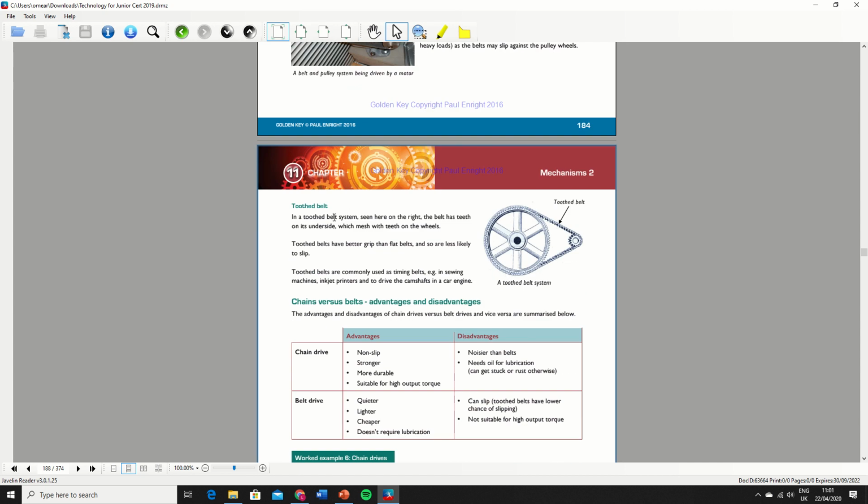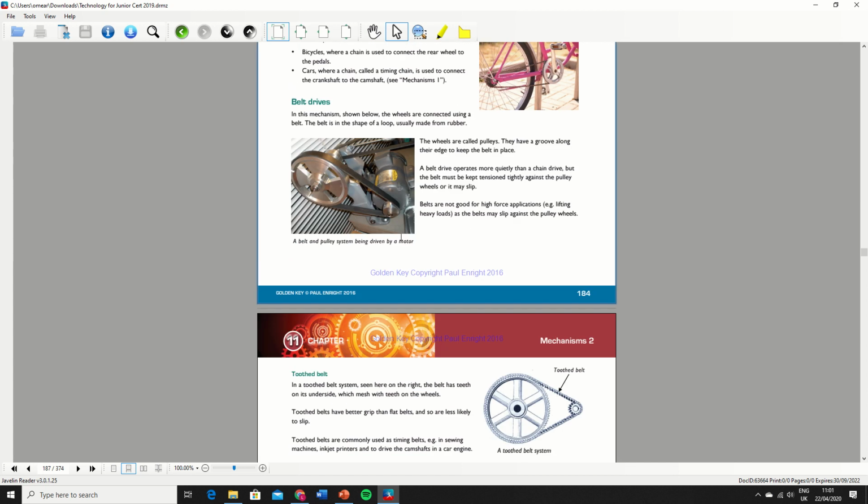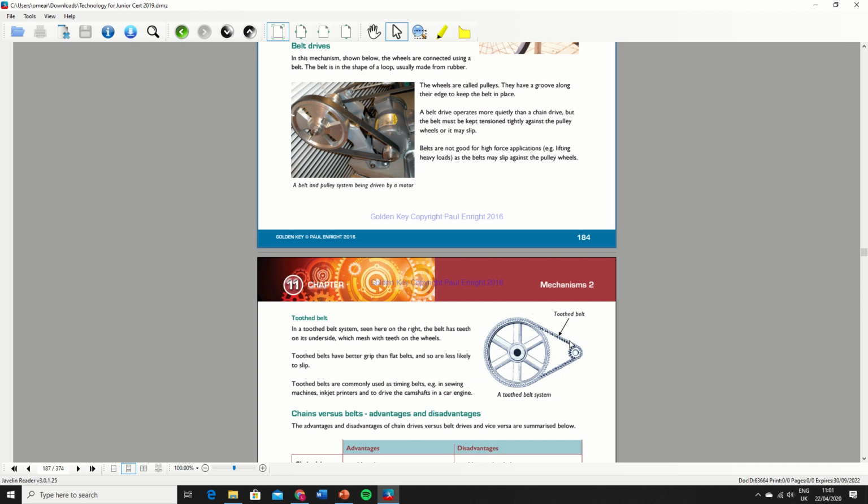Alright, so toothed belt. So in a toothed belt system, seen here on the right, the belt has teeth on the underside which mesh to the teeth of the wheels. So you can see here it's the same principle as our belt and our pulley, except the inside of the belt is toothed and it connects to the underside of the teeth of the wheel.